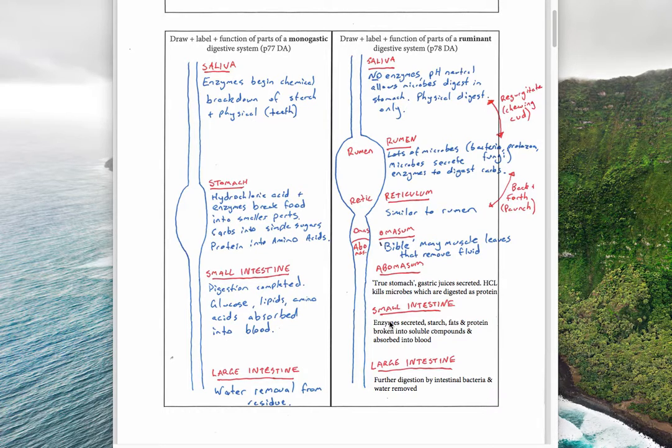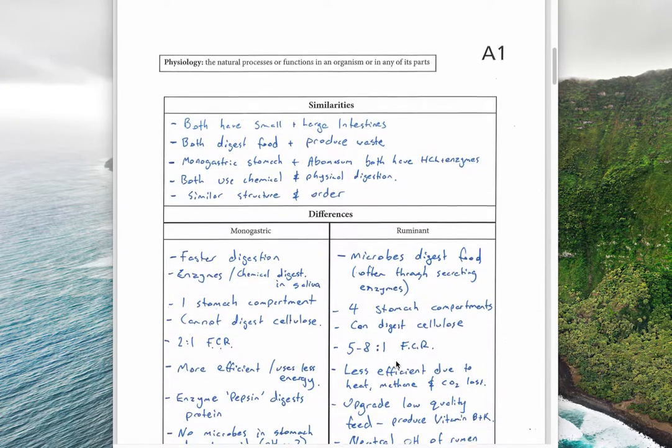The small intestine in a ruminant is a bit different to a small intestine in a monogastric because it is still breaking down starch, fats, and protein into soluble compounds which get absorbed into the blood. And then lastly, there is still some further digestion occurring by intestinal bacteria, and water removed in the ruminant large intestine, which isn't happening in the monogastric.